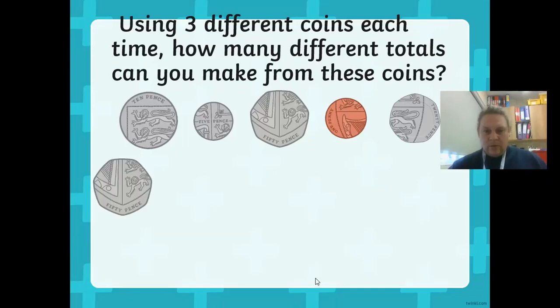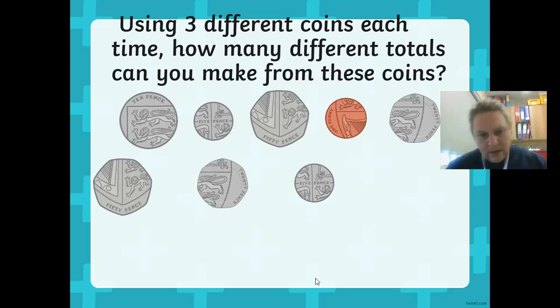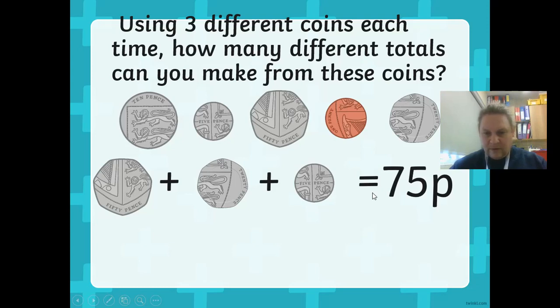Right, which 3 coins will we use this time? 50p, 20p, and a 5p. Just see if you can work that out in your head quickly. So we've got 50 pence, add our 20 pence, brings us up to 70, and then we've got our 5p, brings us up to 75. Okay, so 50p plus 20p plus 5p equals 75.